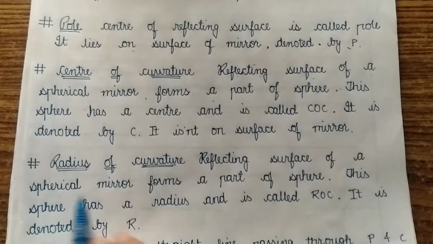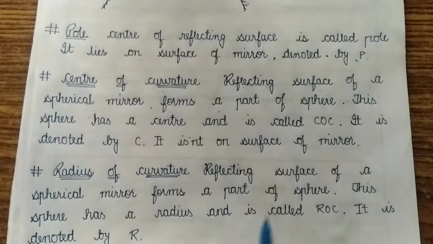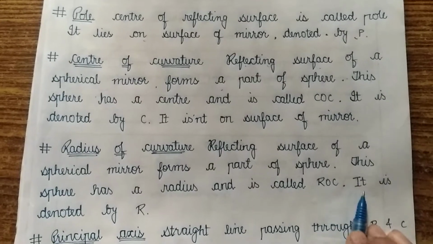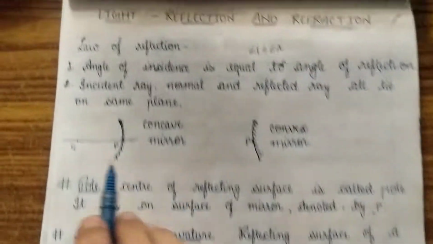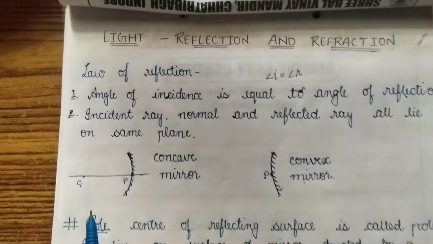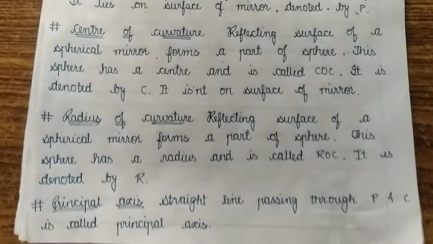Now next we will see the radius of curvature. The reflecting surface of a spherical mirror forms a part of a sphere, and the radius of this sphere is known as the radius of curvature. It is denoted by R. Similarly, this sphere also has a radius, therefore that will be known as the radius of curvature and is denoted by capital R.